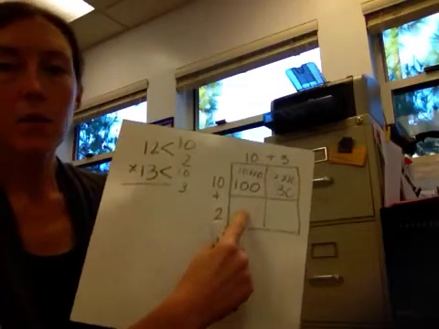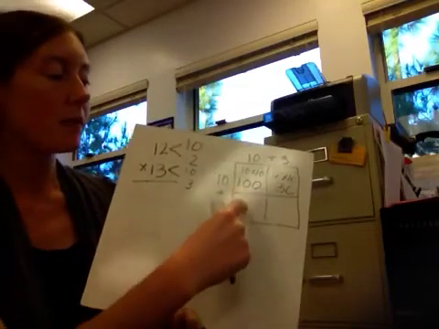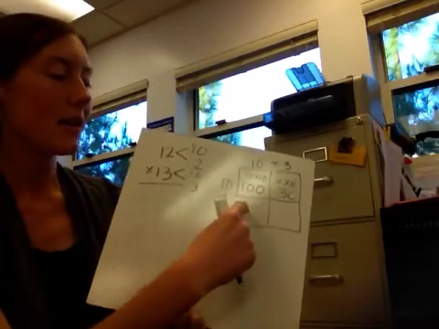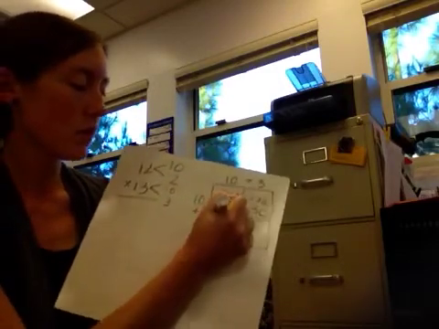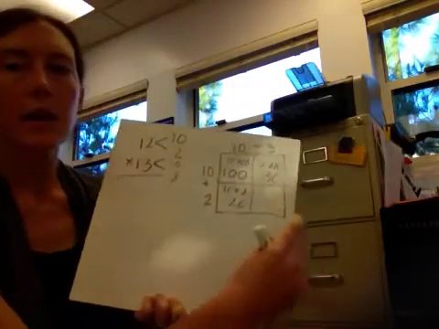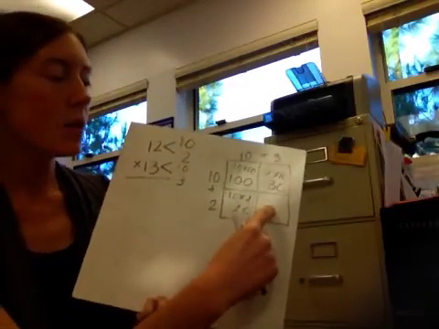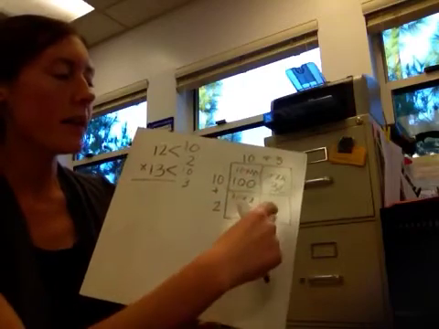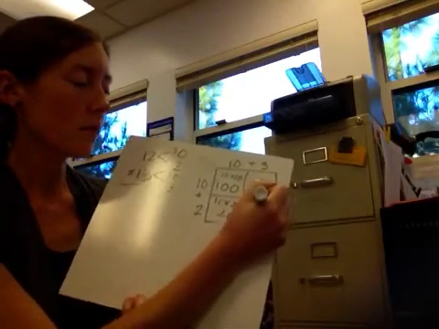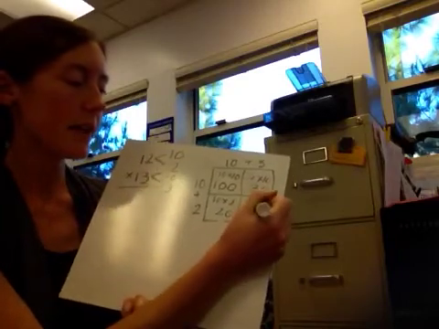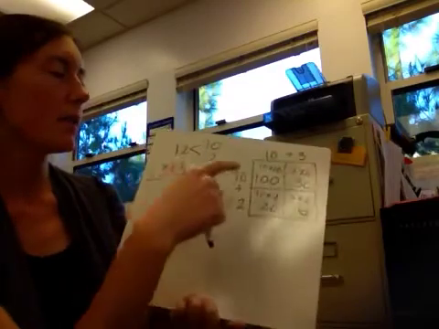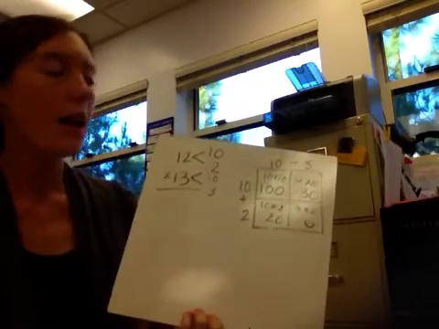In this box, we will be multiplying the number that's above times the number that's on the side. So we're going to multiply 10 times 2, which is 20. And then in this box, we are going to multiply 3 times 2, which is 6.